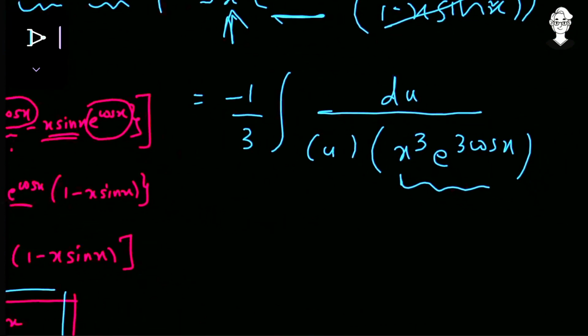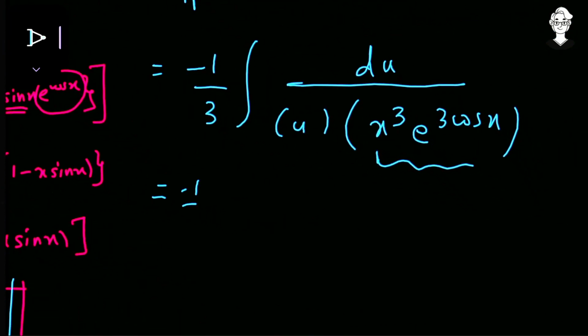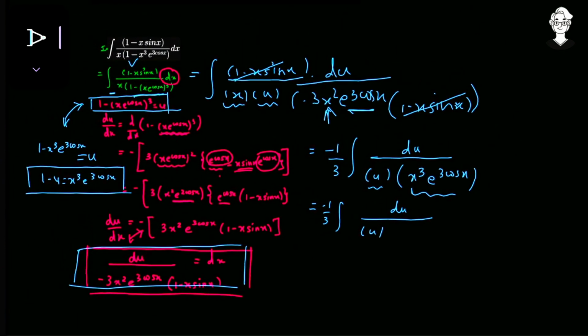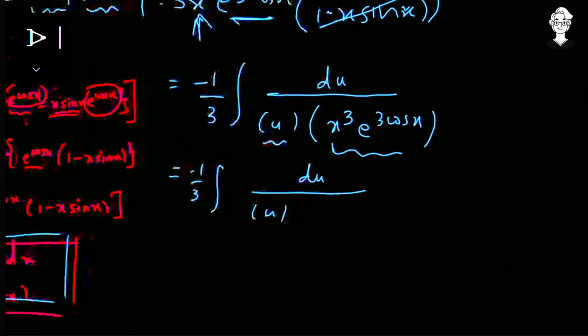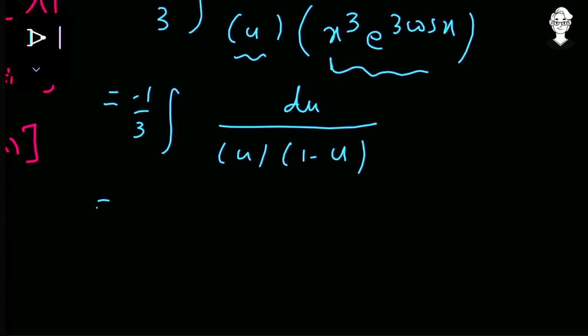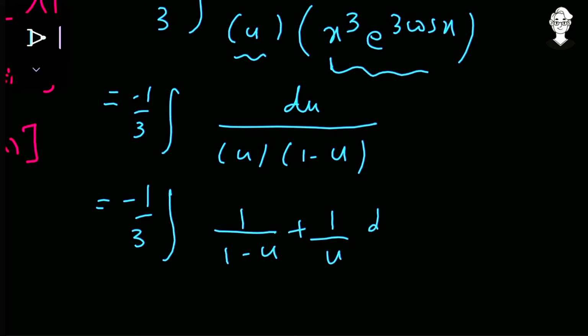So over here this can be replaced by that, so negative 1 by 3 integration of derivative of u, this u as it is, and in place of x cube e to the power cos x I can put this value, that is 1 minus u. Now from here the integration is very simple, or we can say very standard. It would be 1 minus 1 upon u plus 1 upon u with respect to u.